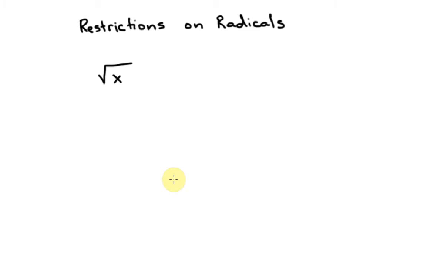All right, hey there. Welcome to Restrictions on Radicals. So what we're going to do is look at just radicals and see what kind of restrictions there are on x. So let's start with a square root of x.